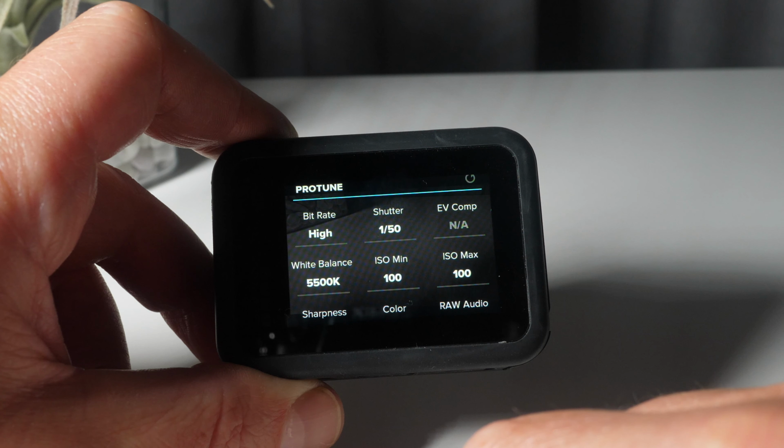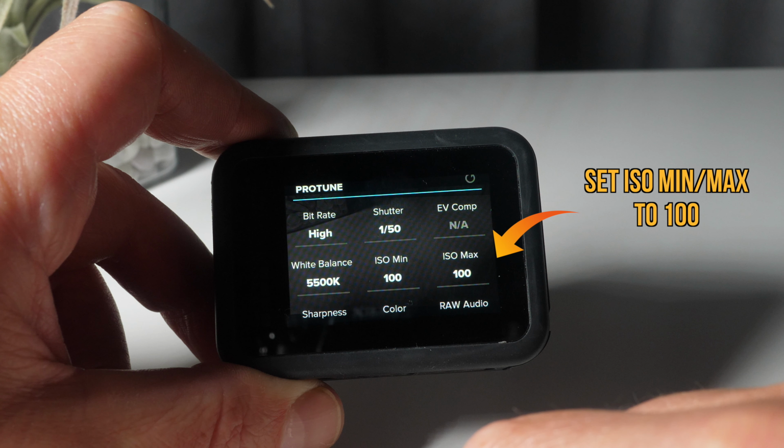Then we have ISO, the sensitivity of the sensor to light. By and large, you always want to shoot on the lowest ISO possible because the higher the ISO, the more noise and grain there is in the image. Again, nothing to do with motion blur. The third way of controlling exposure is shutter speed.